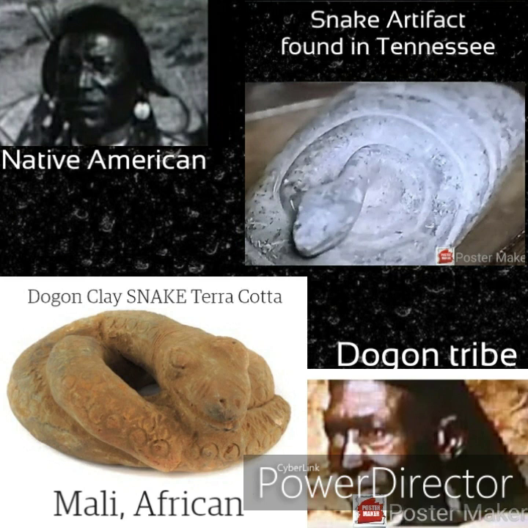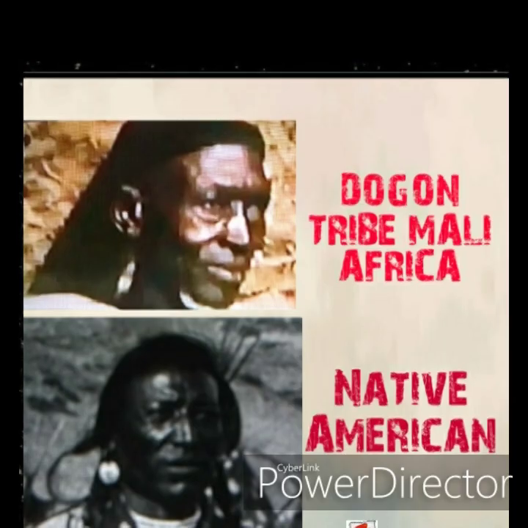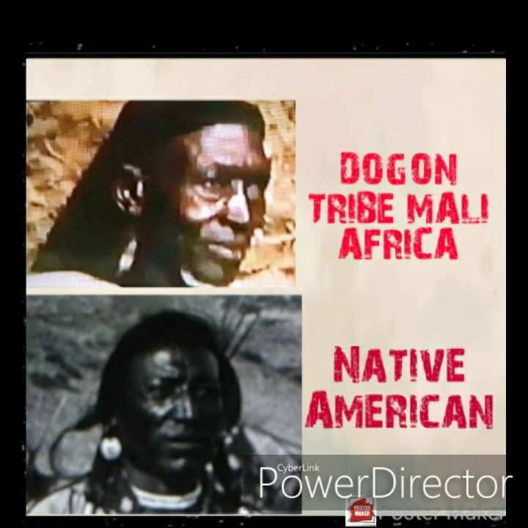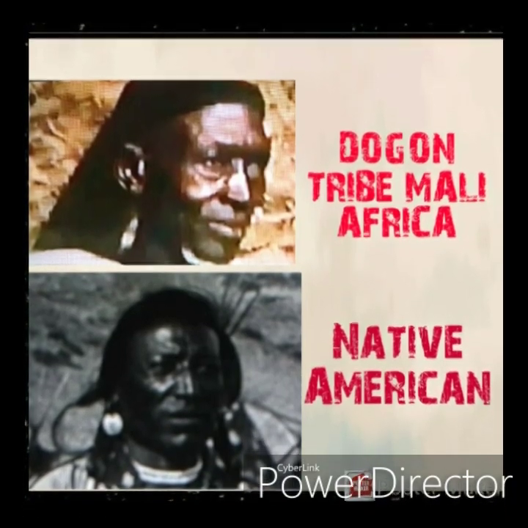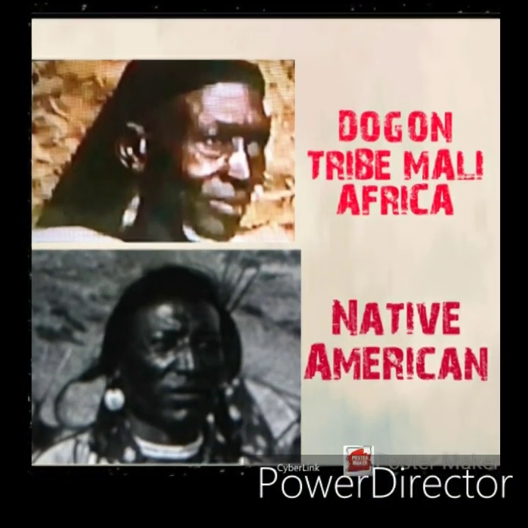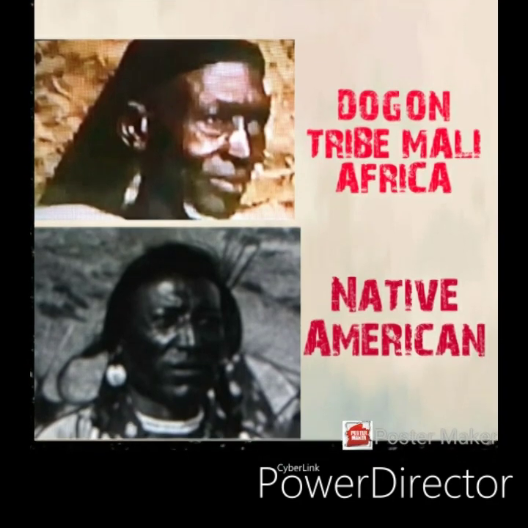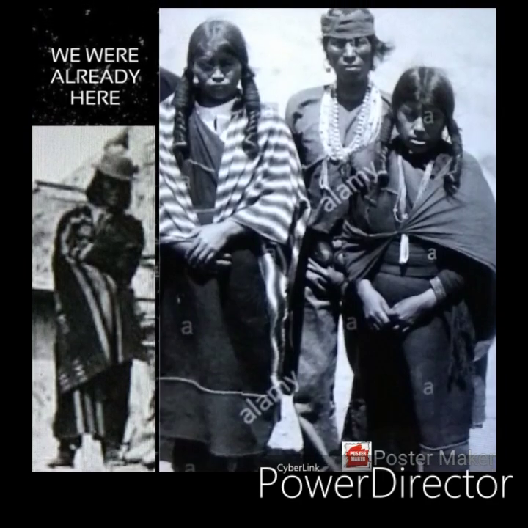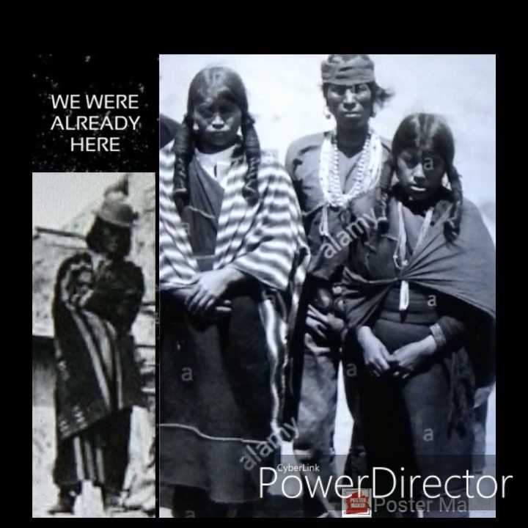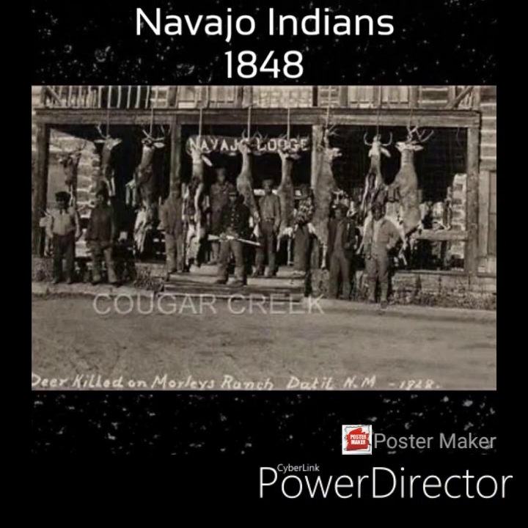So to the bottom right you can see a man from the Dogon tribe, and to the left of him is a clay snake that was made in Mali by the Dogon people. So we can see the similarities in their artifacts from the Dogon tribe and the native people of North America. And if you look at the Dogon people and the Native American people, you can clearly see that they are from the same bloodline.